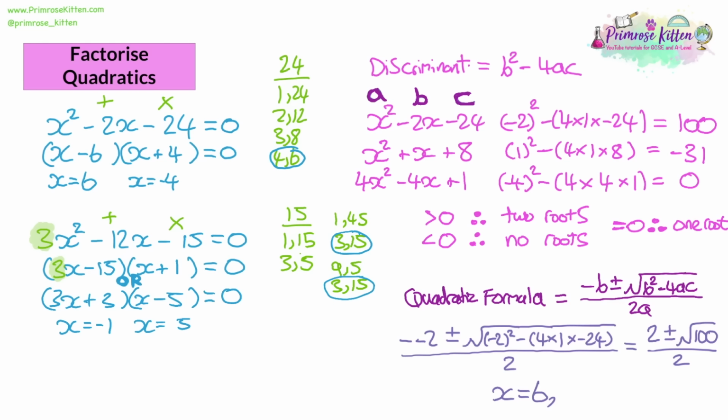Then once we try it with a plus, we try it with a minus. 2 take away root 100, so 2 take away 10 gives us negative 8. We divide that by 2 and we get the negative 4 we had in our original answer as well.